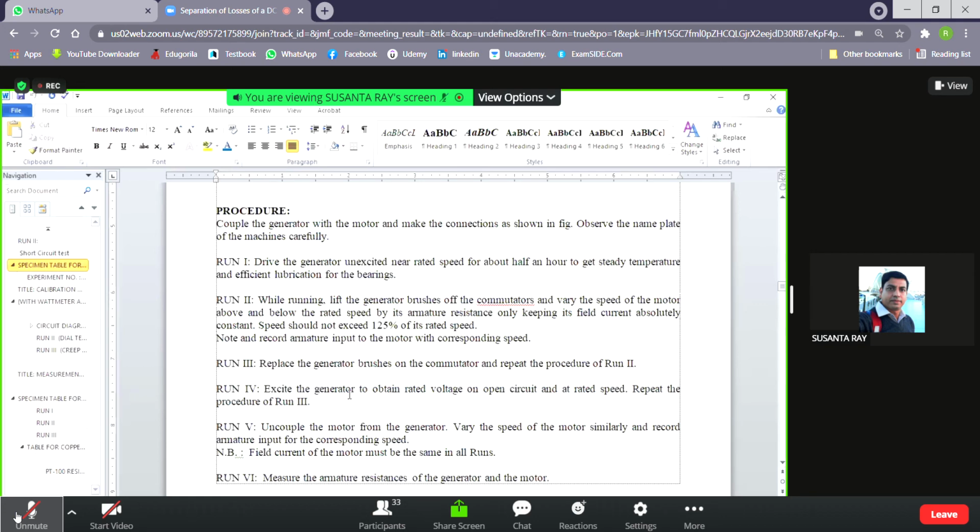After run 4, what will we do? Run 3. What is in run 3? Replace the generator brushes. So here we'll do the opposite because we are going in the opposite direction.